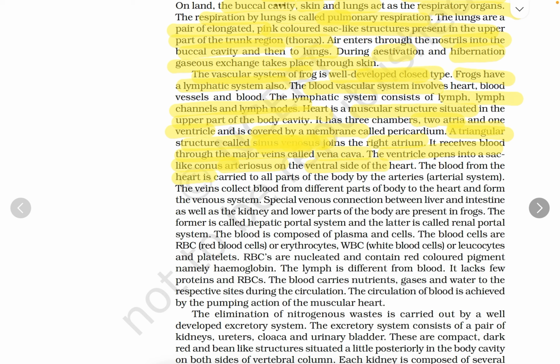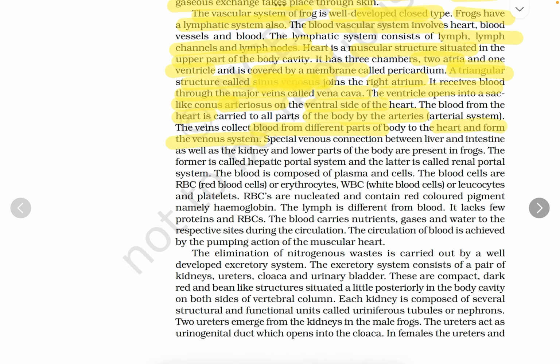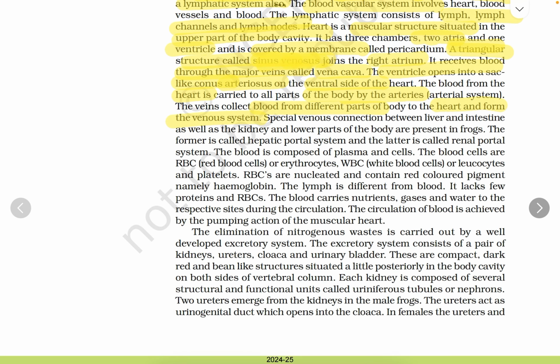The blood from the heart is carried to all parts of the body by arteries, almost like in humans. The veins collect the blood from different parts of the body to the heart and form the venous system. That is veins, right? So it forms the venous system. It collects the blood from different parts of the body and brings it to the heart.